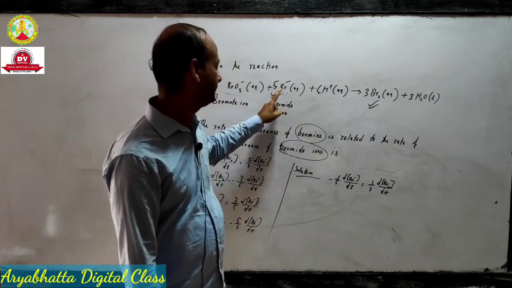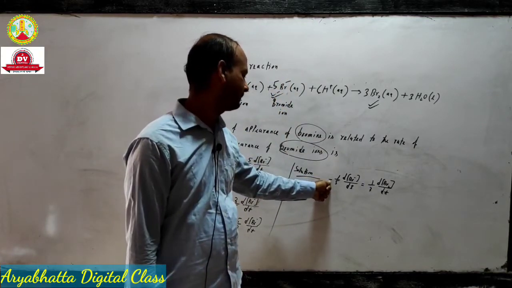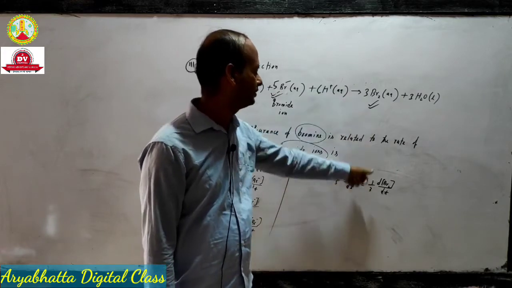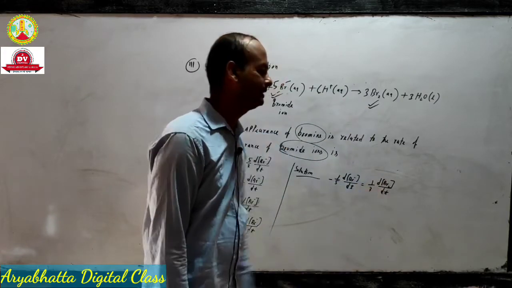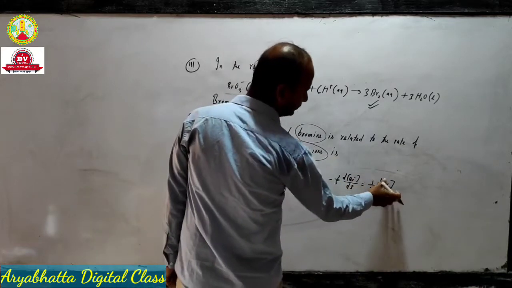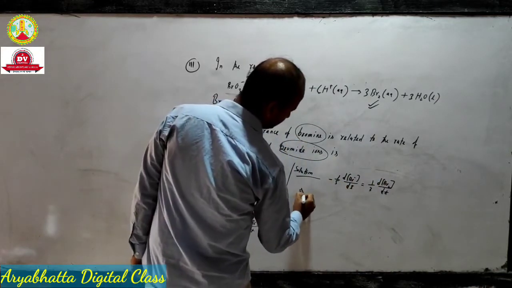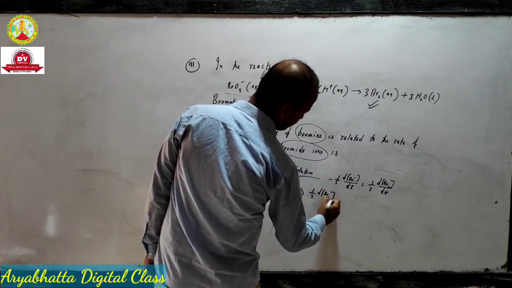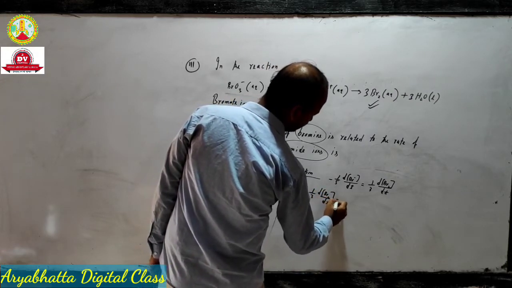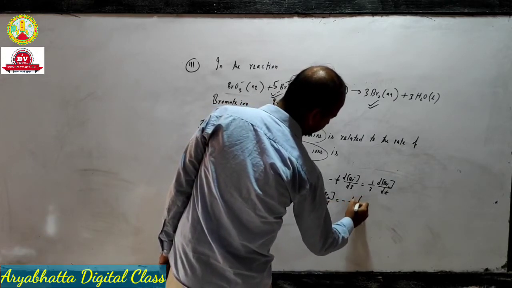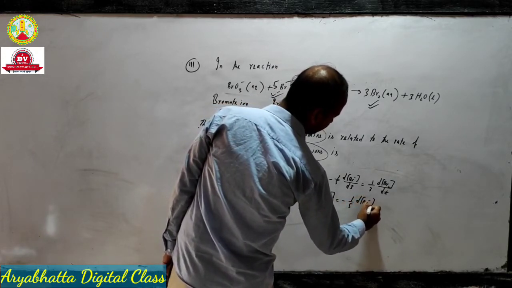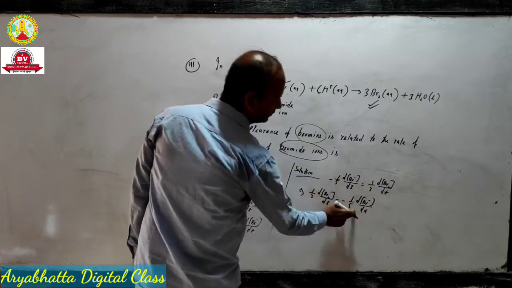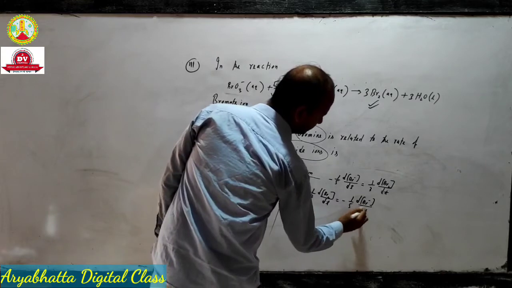Now this is the rate of disappearance. Let's say I have the rate of disappearance as minus 1 by 5 d[Br minus] by dt. Here bromine has appeared, so this will be 1 by 3 d[Br2] by dt. Now let's say this is equal to this, so write this first. Now see, 1 by 3 d[Br2] by dt equals minus 1 by 5 d[Br minus] by dt. See, this is equal to this, so write this first and then write this.